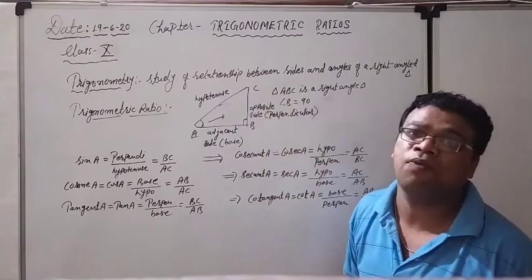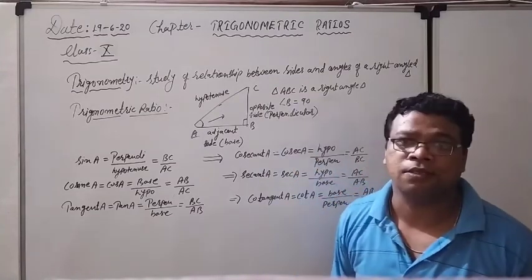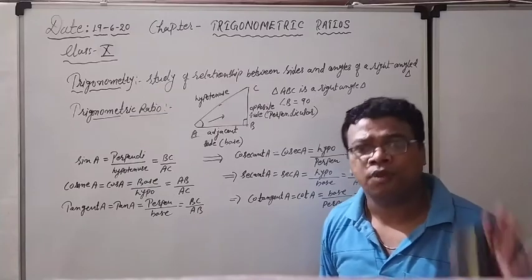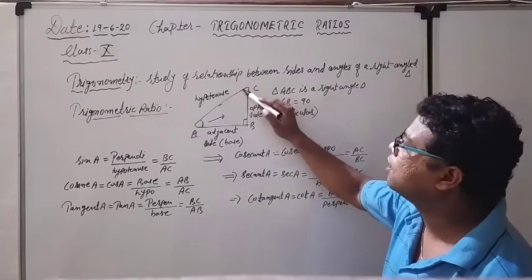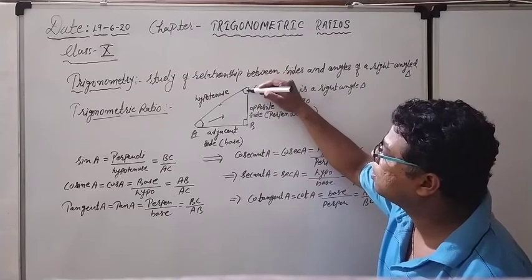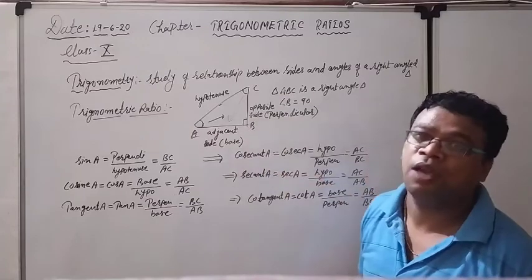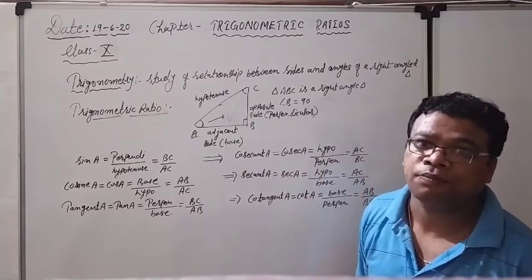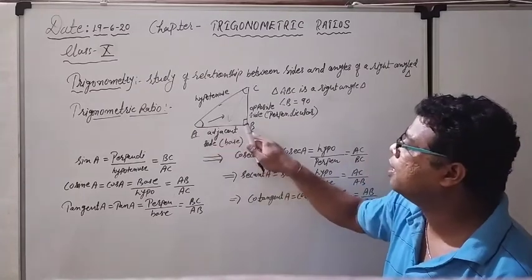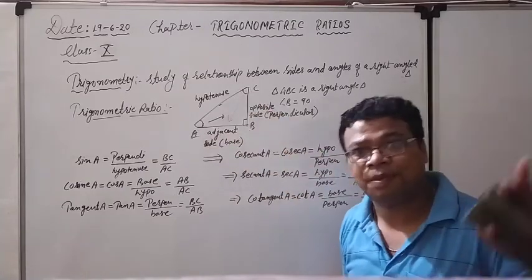And what is my angle of consideration right now? A. Right now we are working for the opposite case. Suppose my angle of consideration is C. In that case, the opposite side will be AB, so AB will work as the perpendicular.